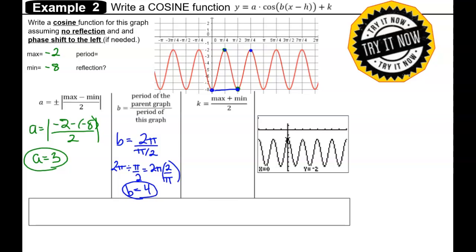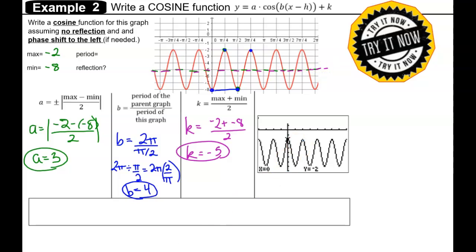Okay, next we're going to look for the vertical displacement, and that comes from the midline of the graph, which we can visually identify here at -5. Or you can calculate it by taking the average of your extrema. So if we take this k vertical displacement and set that equal to the max, -2, plus the min, -8, divide that by 2, we get -10 divided by 2, which again is -5, and we can see that -5 from our midline on the graph.